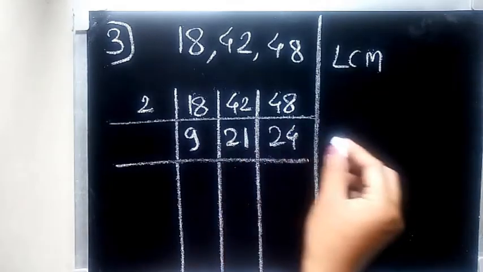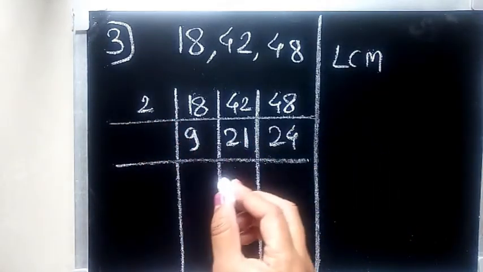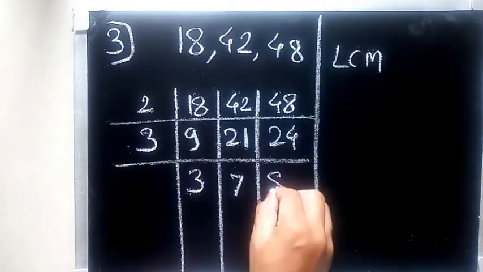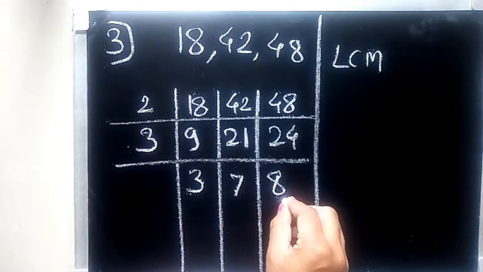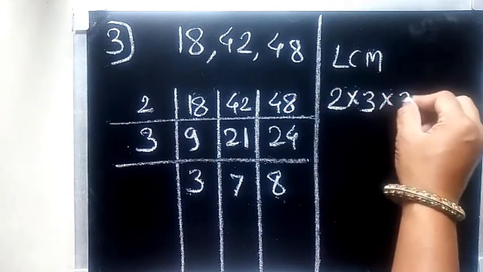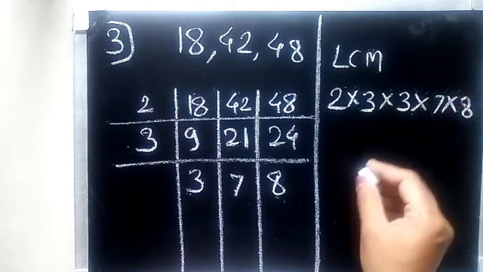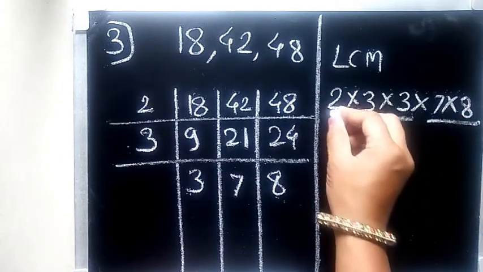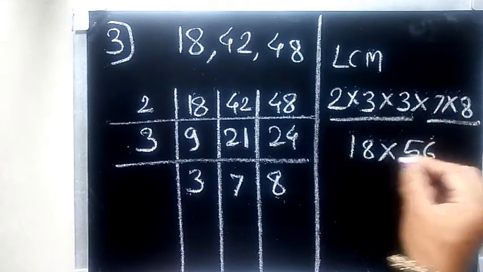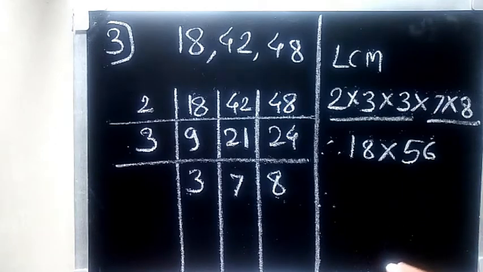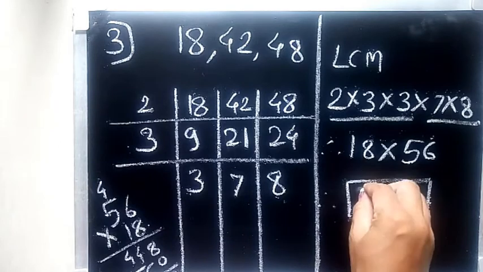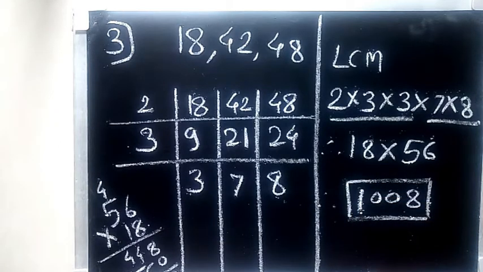Third example is 18, 42, 48. The three numbers are divided by 2, then divided by 3. 3, 7 and 8 are different numbers. Stop the division and find the LCM. 2 into 3 into 3, 7 into 8. 2 into 3 into 3 is 18, multiplied by 56. Product is 1008. LCM is 1008.